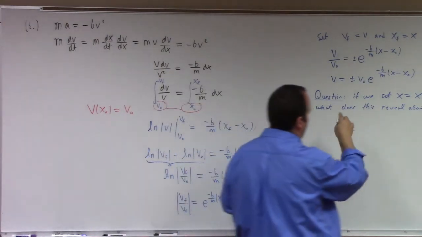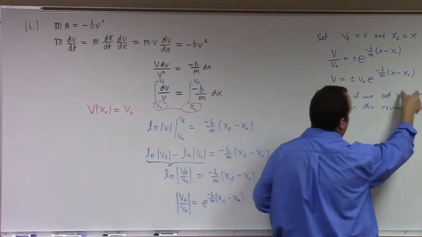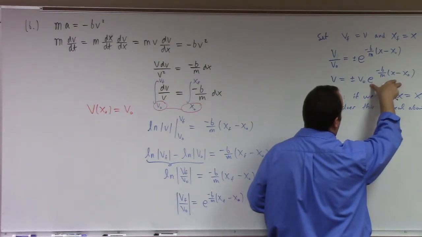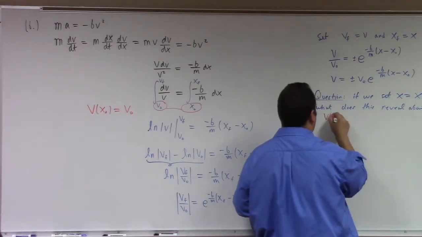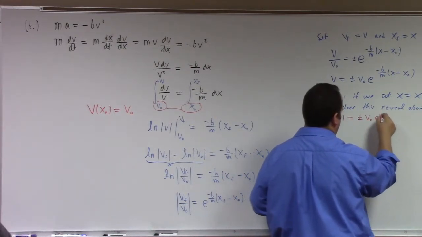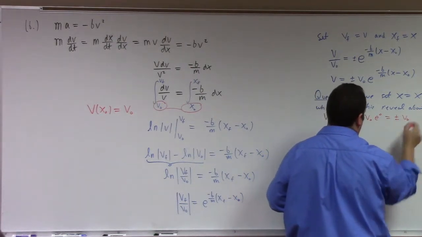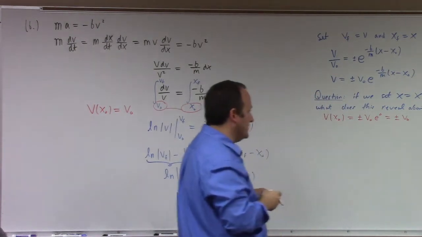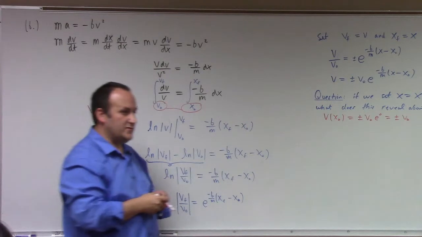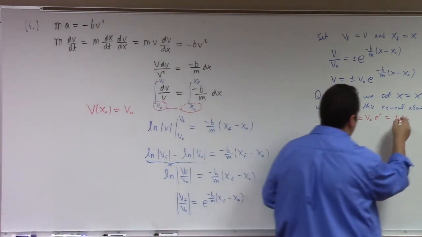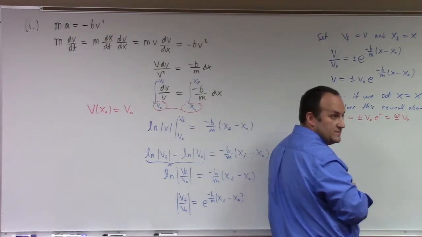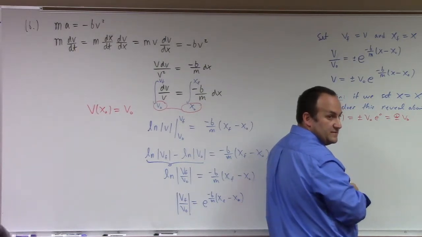So if I put x equal to x naught, what happens here? I get 1. e to the 0, which is 1, right? So I get v of x naught is equal to plus or minus v naught, e to the 0, right? So what can you conclude about the plus or minus? We must choose plus. Very good. And that plus, it could very well mean that the velocity is negative. I mean, v naught could be negative, right?